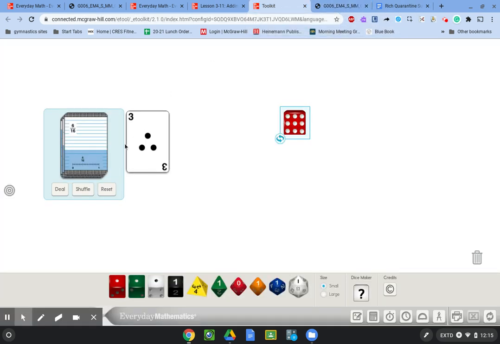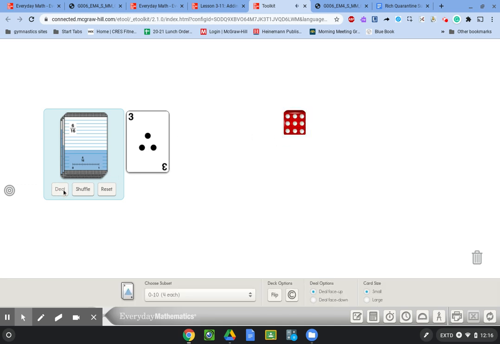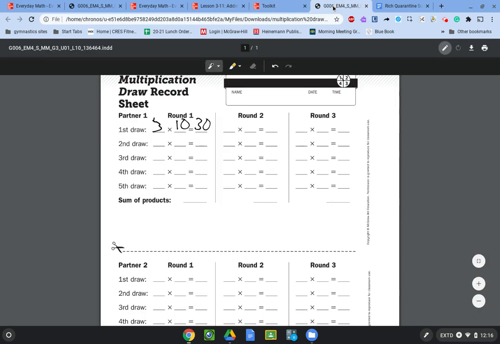So partner 2 would roll the die and deal the card. They have a, wait a minute. Yeah, they have a 1 and a 10. So they'd come over here. Their first draw is a 1 and a 10. And of course, 1 times 10 is 10. And you keep going until you get 5 draws apiece for round 1.